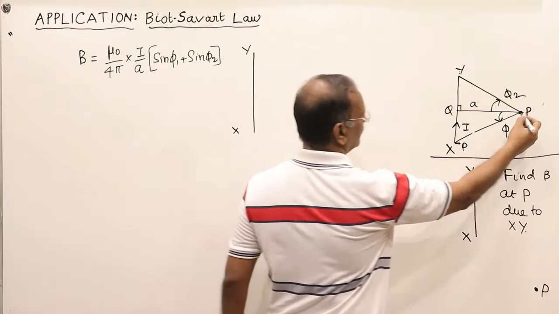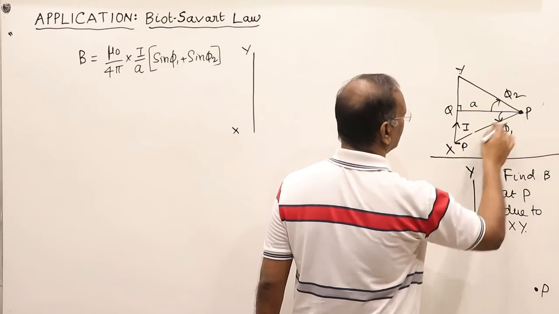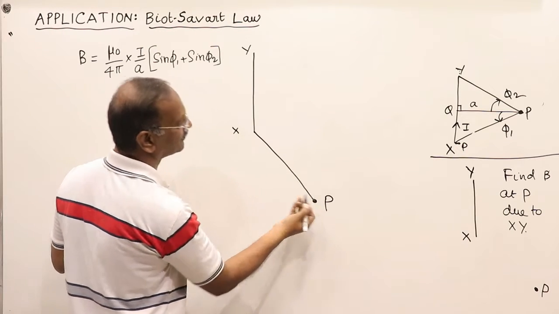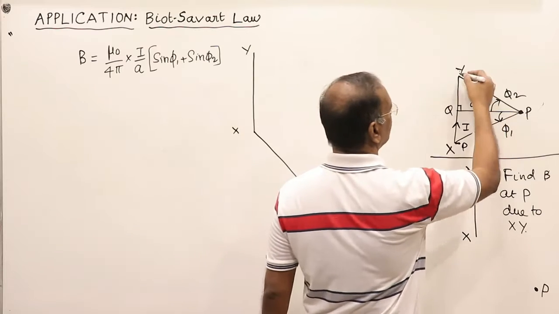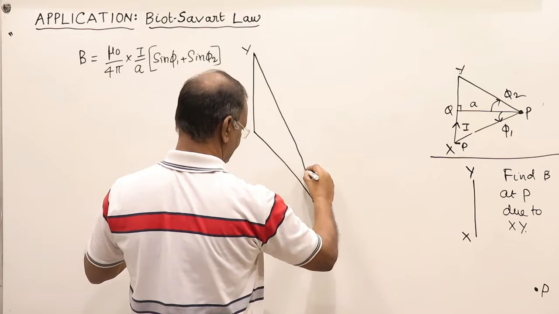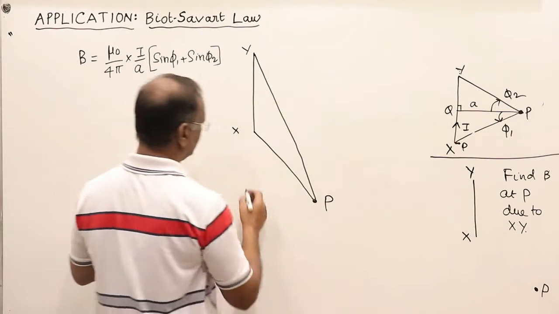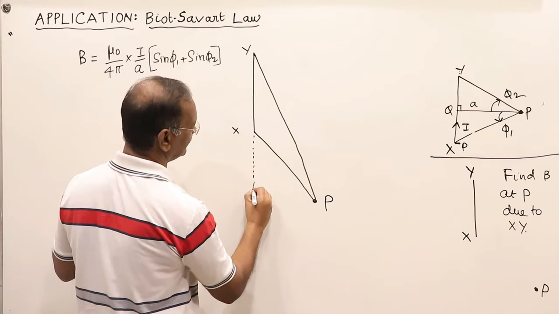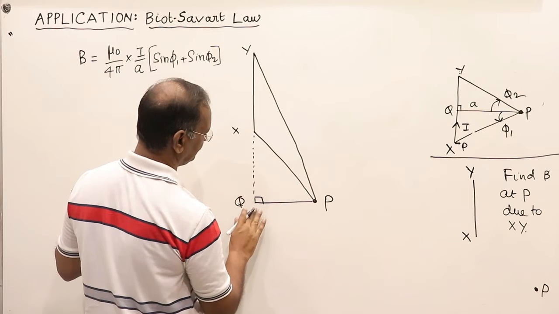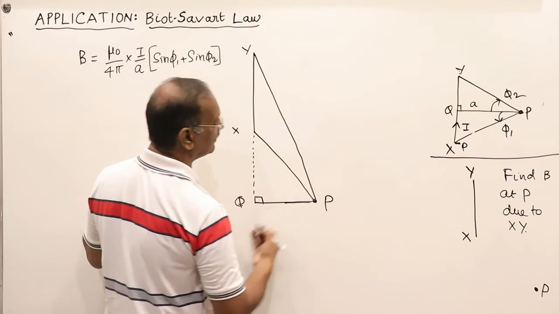We are interested in finding the field at point P, so we join a line from P to the bottom portion, and we join P with the topmost portion. And we have to have the perpendicular distance, point Q. Perpendicular distance means we have to extend it like this, and this is the perpendicular distance, this is the point Q. So the angle is measured with respect to this reference line.